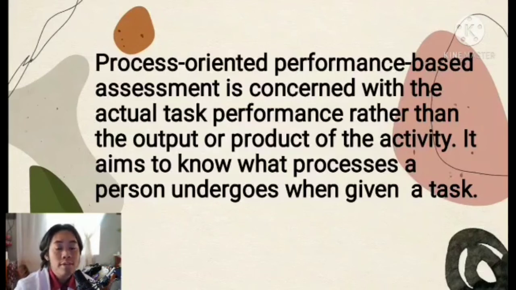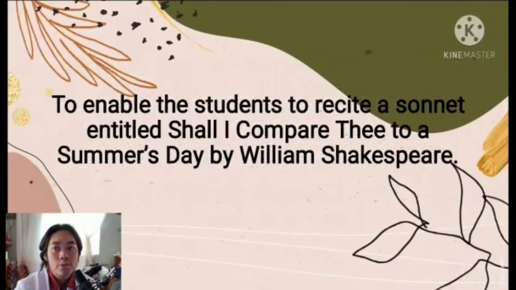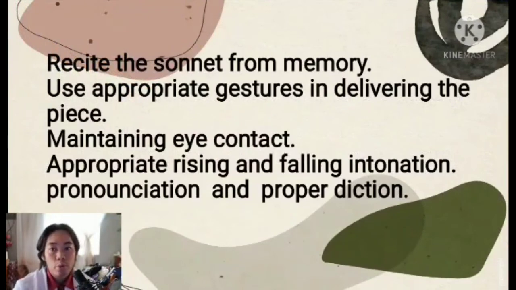The objectives of this particular task should be clear. For example, to enable the students to recite a sonnet entitled "Shall I Compare Thee to a Summer's Day" by William Shakespeare. Specifically, recite the sonnet from memory without referring to notes, using appropriate hand and body gestures in delivering the piece, maintain eye contact with the audience while reciting the sonnet, create the ambience of the poem through appropriate rising and falling intonations, and lastly, pronounce the words clearly and with proper diction.